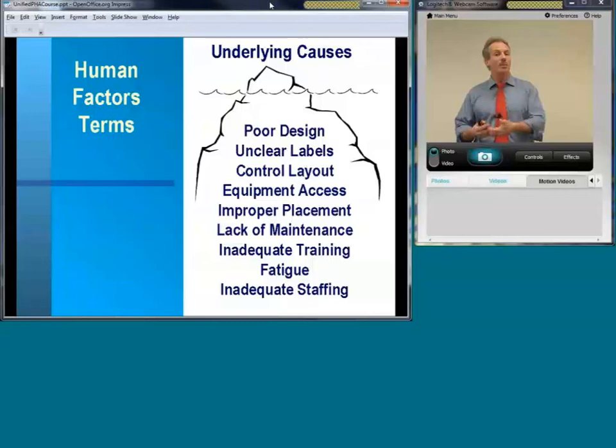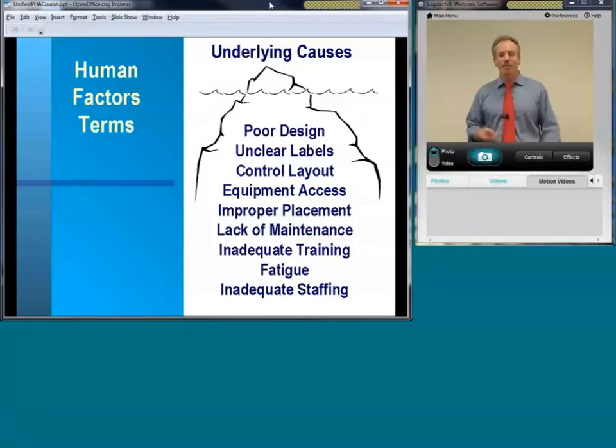So during a HAZOP study, you're going to be identifying and looking at specific human errors, but as a facilitator, you'll want to challenge the team to look at potential underlying causes and if there are weaknesses in there that need to be addressed and that you want to flush out as part of the HAZOP study.